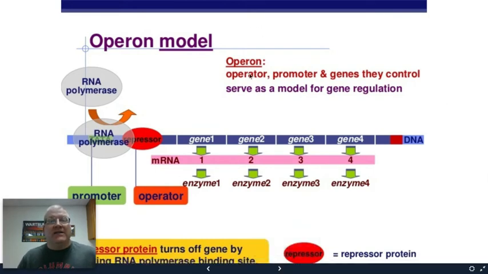An operon consists of an operator, a promoter, and the genes they control. So here's our promoter site, typically the Tata box. Here is our operator, basically the light switch of this operon, if you will, and the genes that they control behind them, however many genes that happens to be.